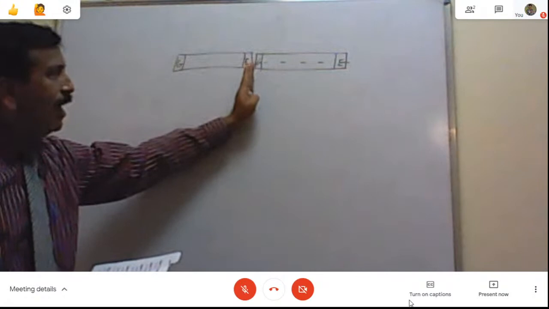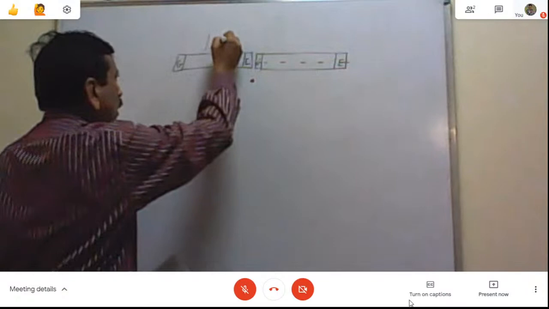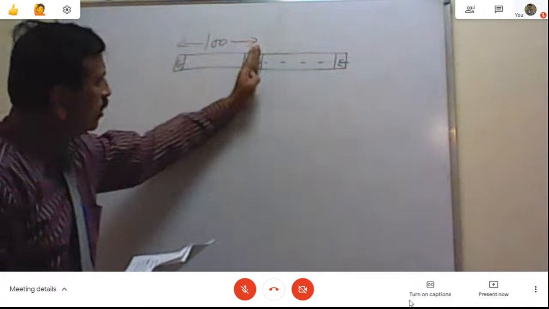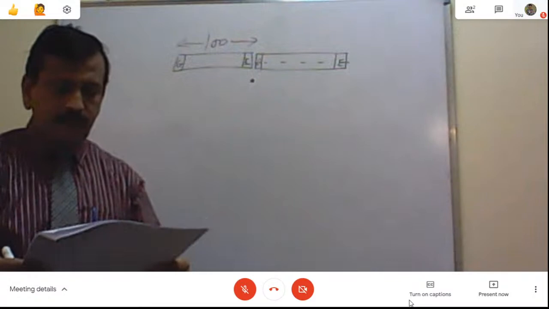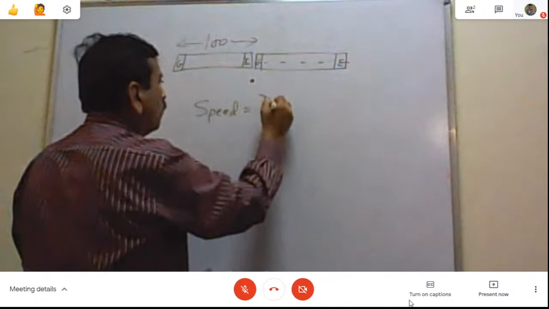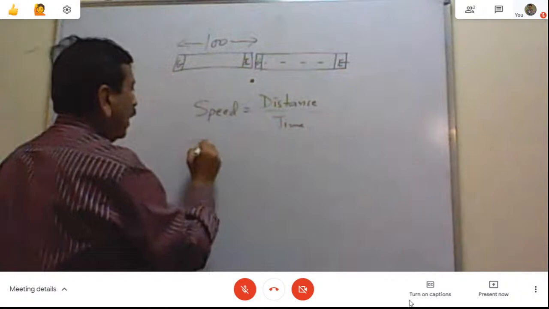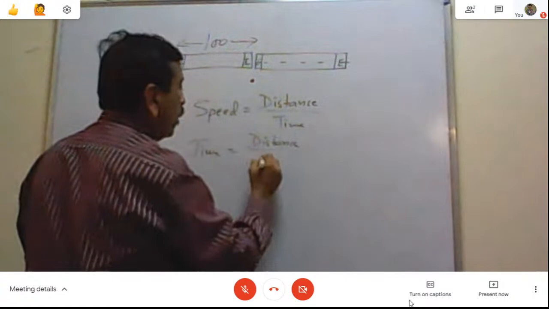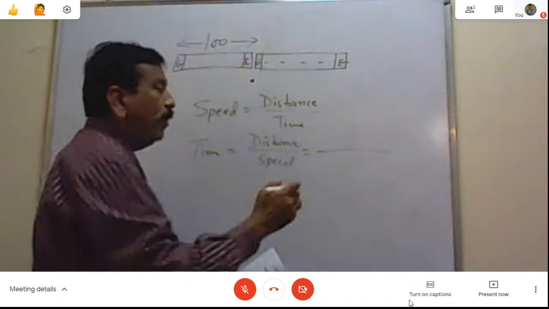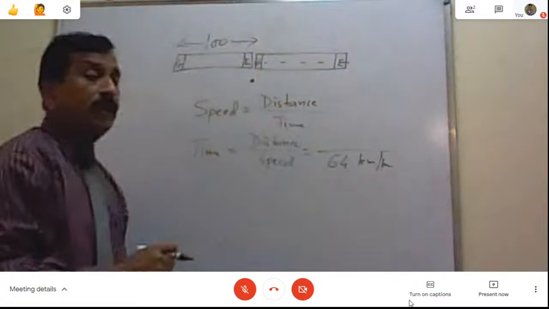The train is 100 meter long, so this is 100 meter. Practically, you find the guard bogie will move from here to here. So the total length is 100 meter, and the distance traveled by the train is 100 meter. And speed is equal to distance upon time, and therefore time is equal to distance upon speed. Now we realize that the speed is given in kilometers per hour, 64 kilometer per hour, and therefore the distance must be given in kilometer and the time we will get in hours.